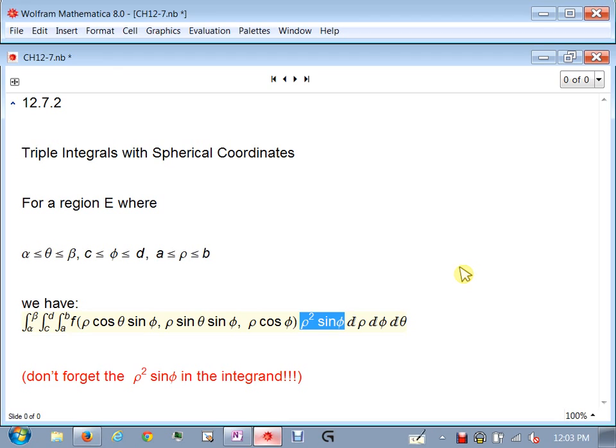But for now, we're just going to take it on faith that that's what it is. So do not forget the rho squared sine phi in the integrand.